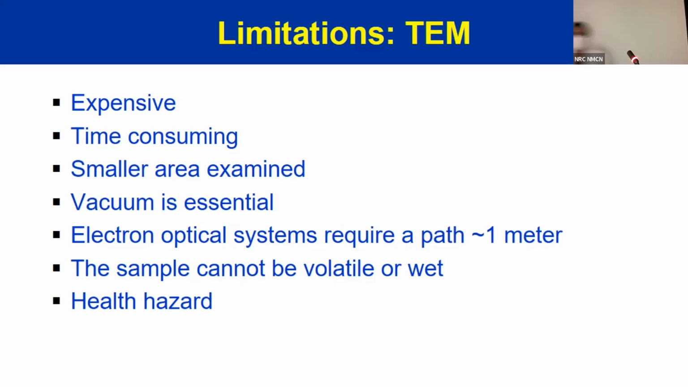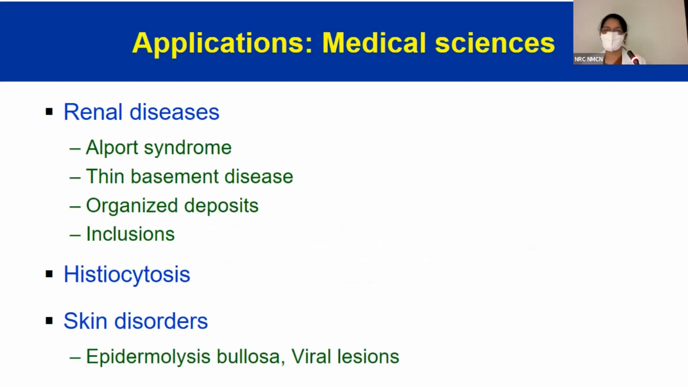So the other thing is, it is expensive. Yes, it is time consuming. A smaller area, of course, is examined. Vacuum is essential. There are electrical and optical systems which are required. The sample cannot be volatile. It cannot be wet. The processing is so technique dependent. And of course, as I said, because you use a lot of hazardous chemicals, it can be a health hazard if you do not work properly in an electron microscope laboratory.